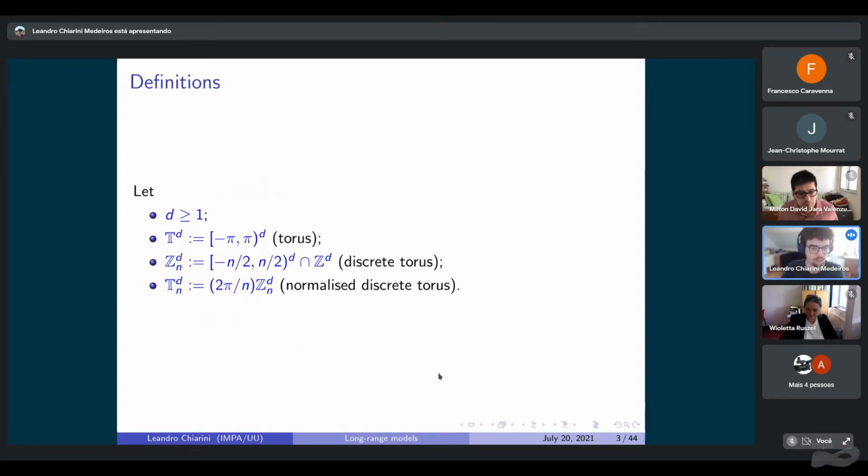So I will just set some notation before I start. D is going to be our space dimension. Actually, in parts 1 and 3, this dimension is going to be equal to 1, but in part 2, it's any dimension.